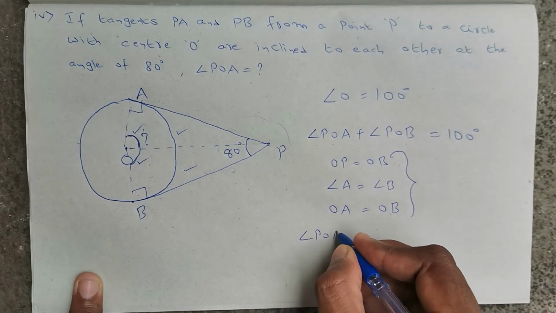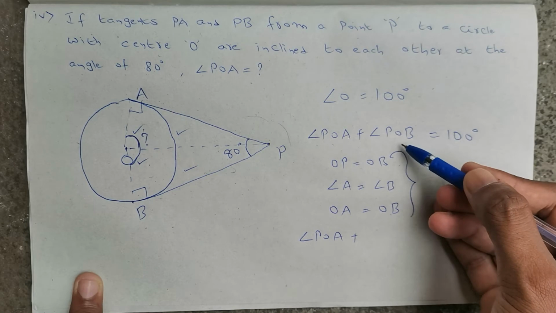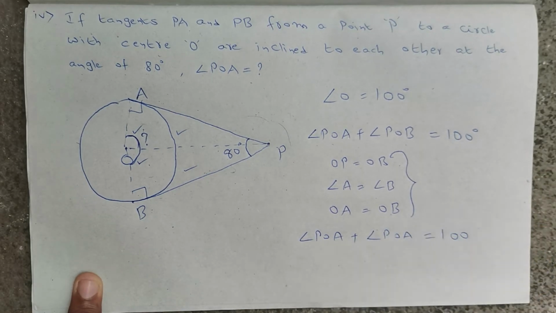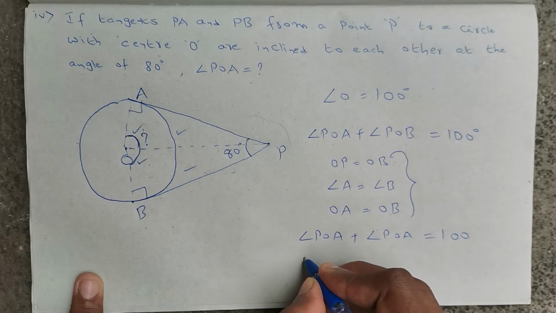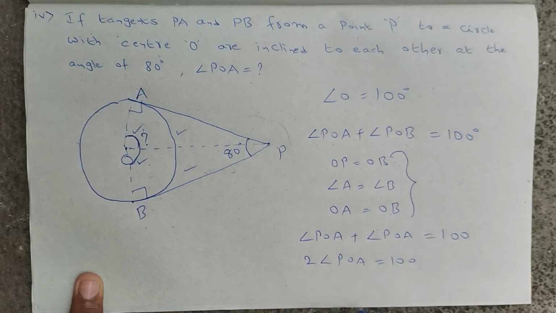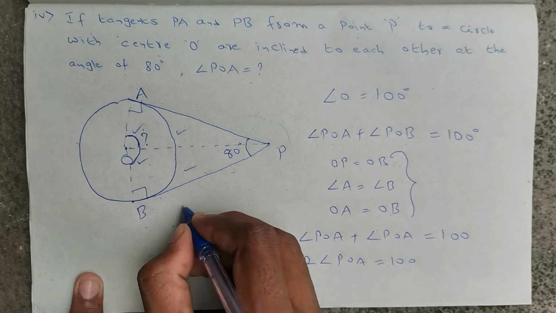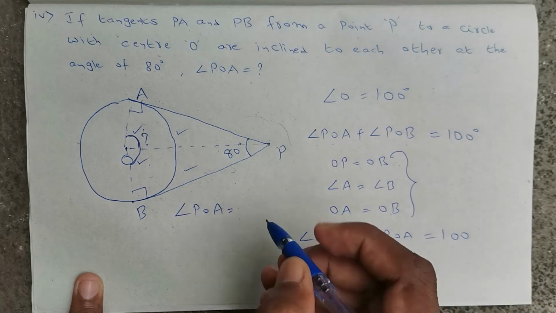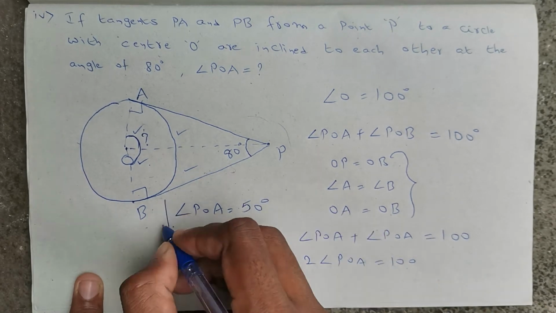So angle POA plus, in the place of angle POB, again I am writing angle POA, is equal to 100 degrees. Angle POA plus angle POA, 2 times angle POA, is equal to 100 degrees. I will take 2 to the right side. So we will get angle POA is equal to 100 divided by 2, 50 degrees.